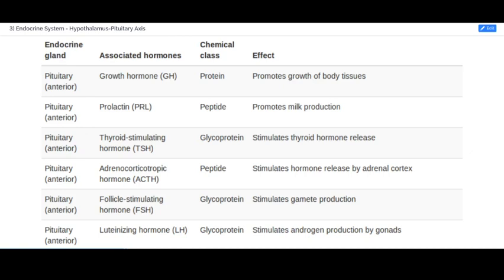ACTH is responsible for stimulating corticosteroids from the adrenal cortex, and follicle-stimulating hormone and luteinizing hormone are both responsible for stimulating reproductive functions in the gonads. We'll be talking about the gonadotropins, FSH and LH, with the reproductive system at the end of the semester.